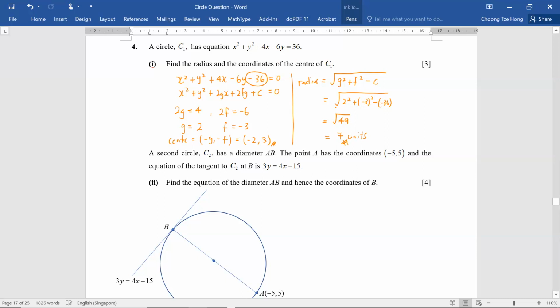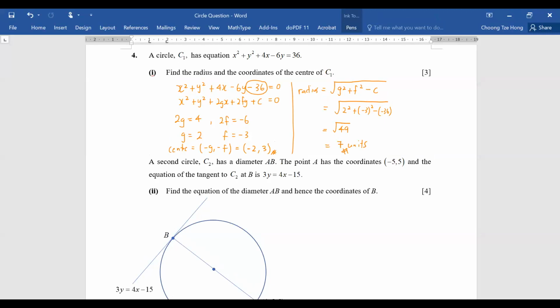Finding the center and the radius of a circle is actually a very standard question. You can consider this as free 3 marks for you. Sometimes they even give 4 marks for this question. So you definitely need to know how to find the coordinates of the center and radius of the circle in the general form. Of course, you can also convert it to the standard form by completing the square.